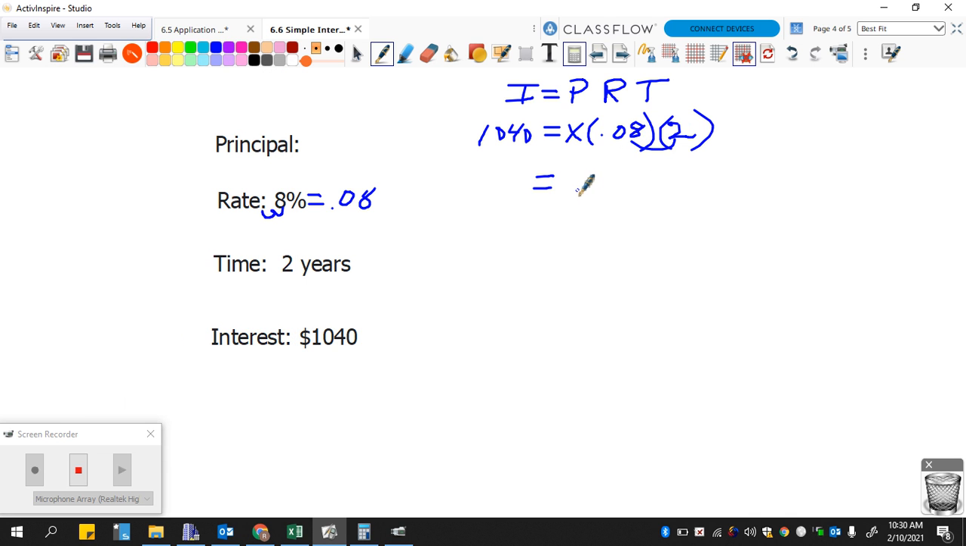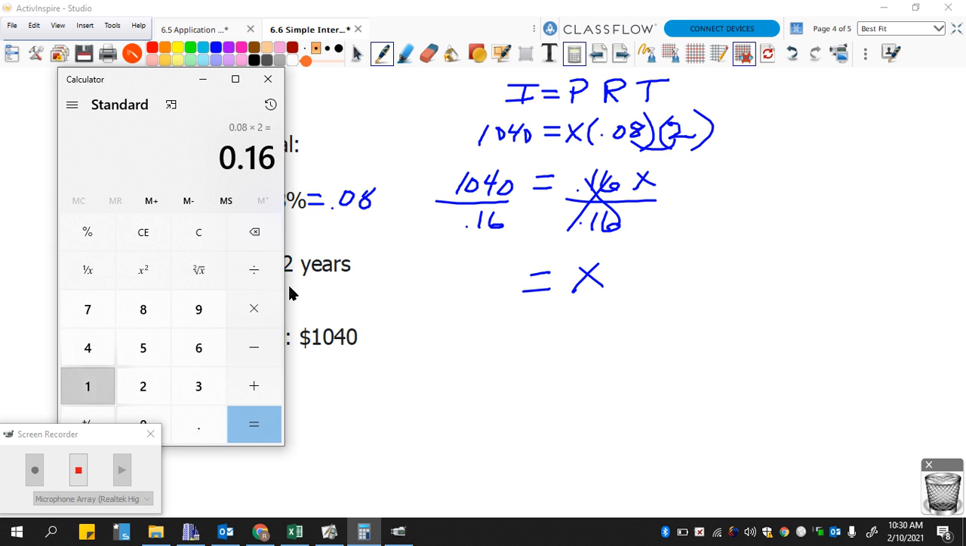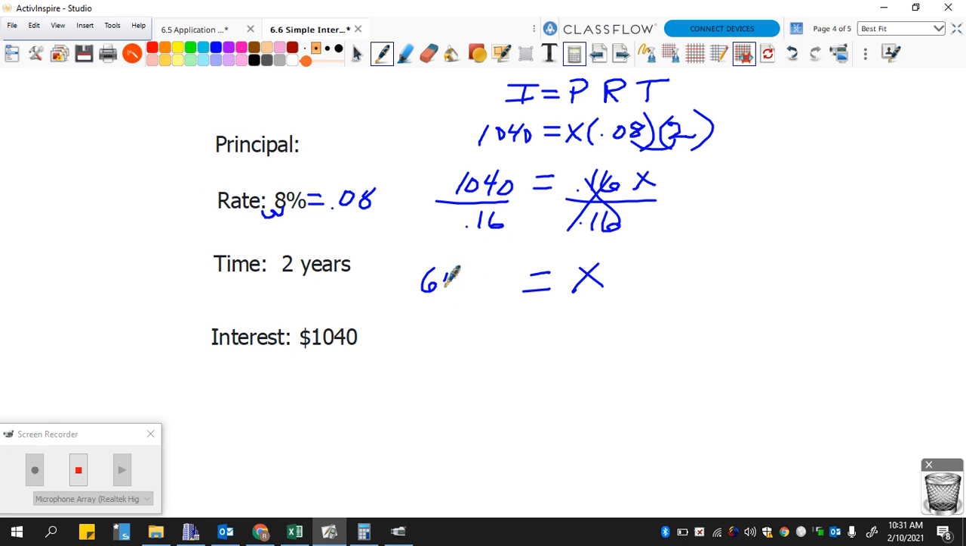So I'm going to move this over to the front. So 0.16x is equal to 1,040. All right, divided by 0.16. The 0.16s cancel out. We're left with x. 1,040 divided by 0.16 is equal to 6,500. So $6,500 in this case.